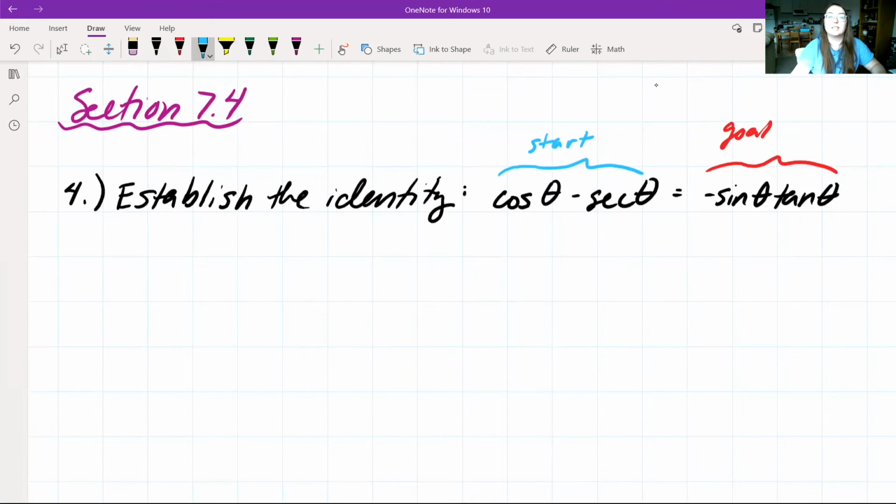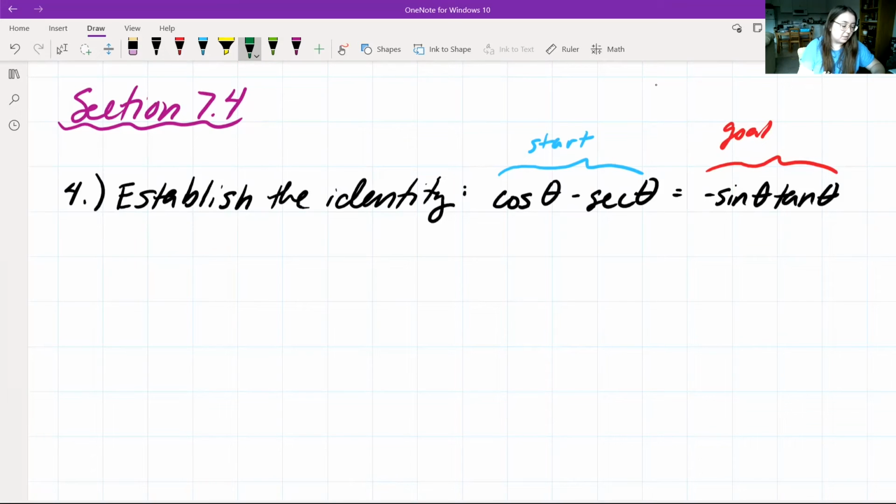This isn't always the case. Sometimes they may be switched, but it's always easier and better to look for whichever side looks more complicated, and that's where you'll start, because it's much easier to simplify than it is to expand. So in this case, they look about the same, so we could pick either one to start from. We'll just stick with the right-hand side as the goal and our left-hand side is where we start. So we're starting with cosine of theta minus secant of theta.